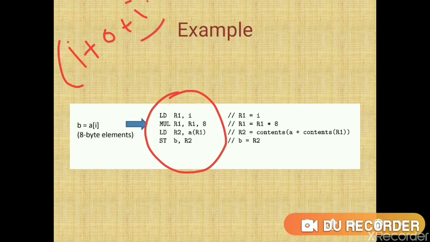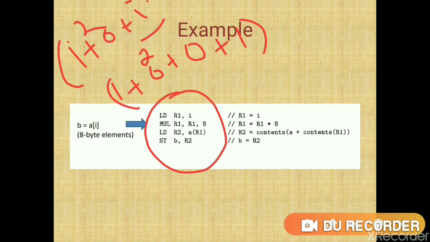Now what about the next statement? Multiply R1 and R1 into 8, that is, I am storing R1 into 8 inside the register R1. So what is the cost for that? 1 plus, as it is R1, the cost is 0. Next is also again R1, so the cost is 0. Next is 8, a constant value, so it is 1. So totally here also 2, for this also 2.